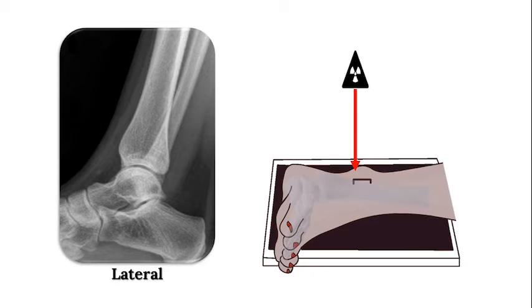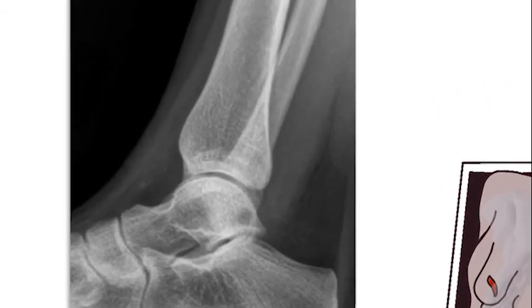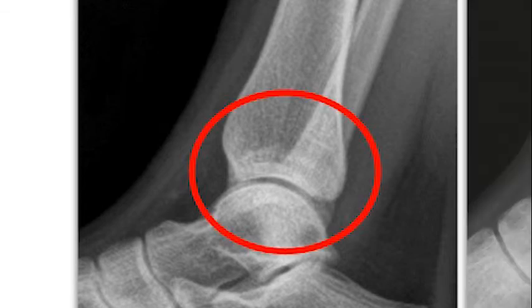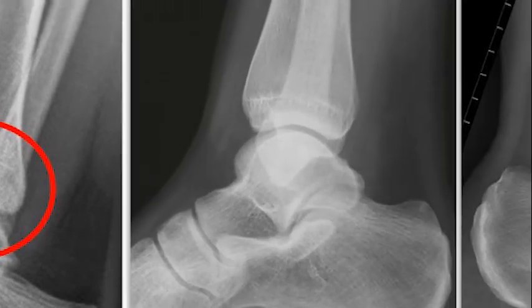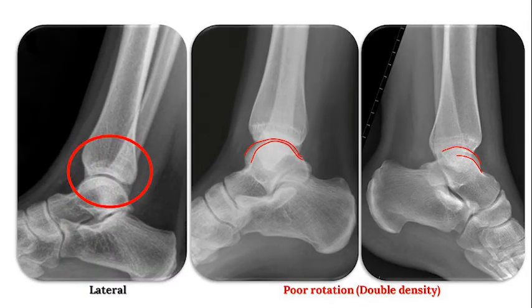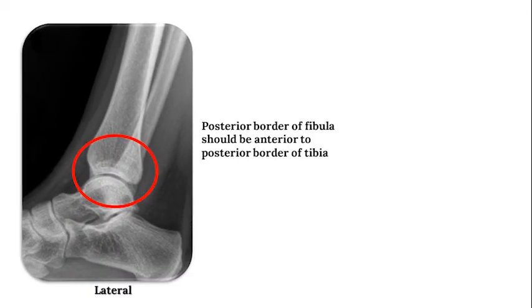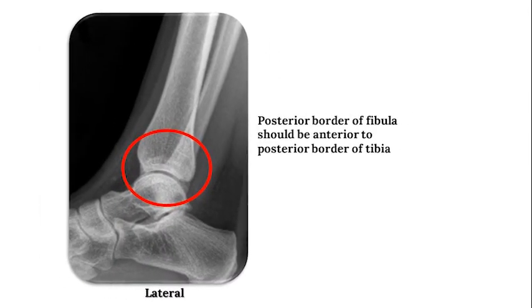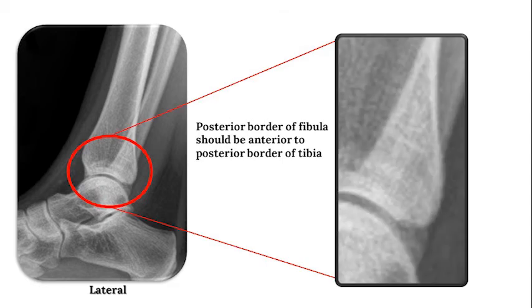A perfect lateral x-ray demonstrates one line representing the talar dome. With malrotation, oftentimes two lines are seen. Furthermore, on a perfect lateral x-ray, the posterior border of the fibula lies slightly anterior to the posterior border of the tibia. This is important because syndesmotic malalignment can oftentimes be detected on a lateral radiograph, but only if it is a perfect lateral radiograph.